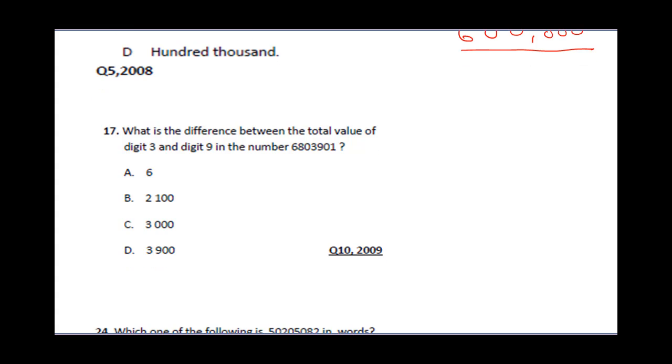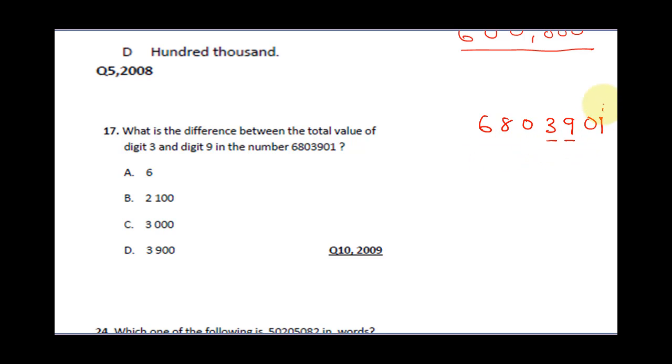Now, question 17 says, what is the difference between the total value of digit 3 and digit 9 in the number 6803901? Okay, now so from here we have our number to be 6803901. Okay, now I want you to notice that it's asking between the 3 and the 9.